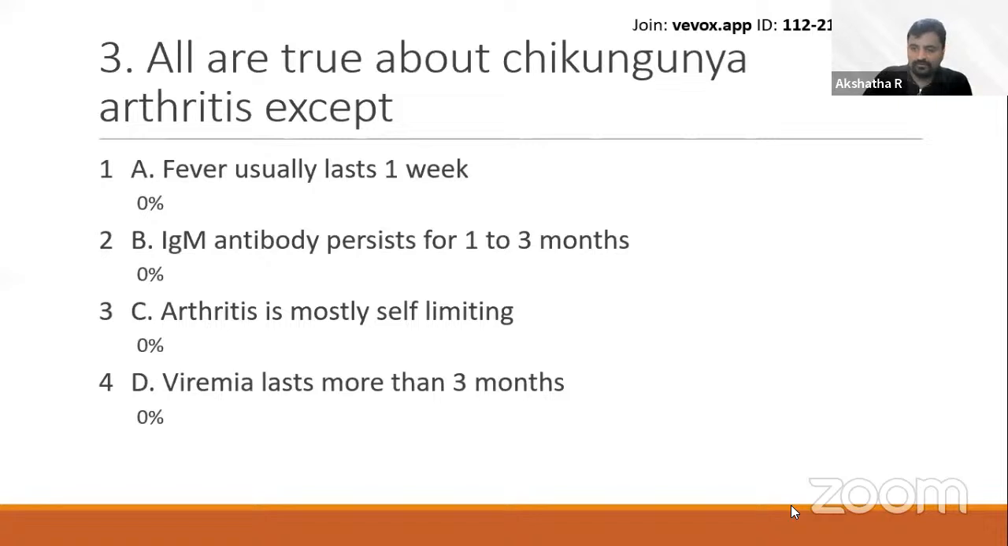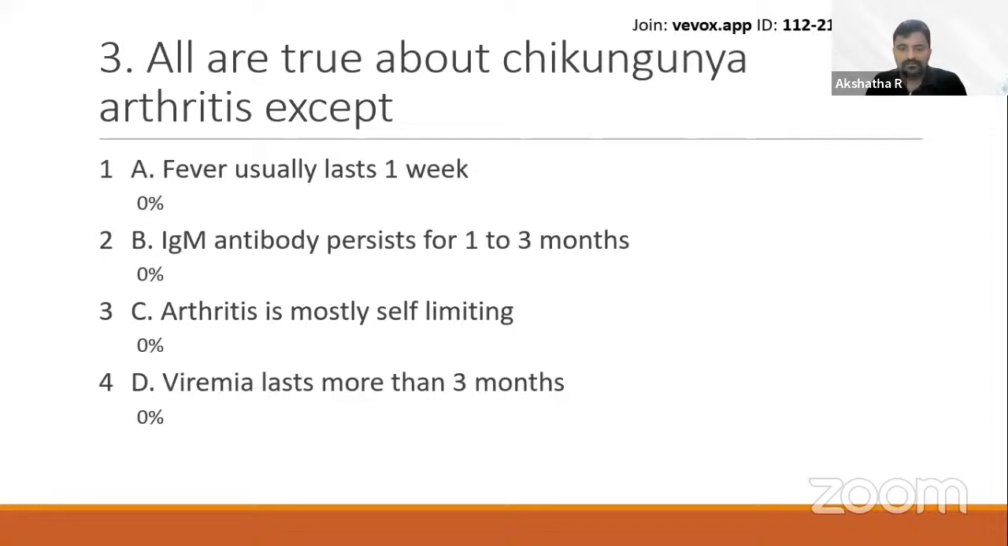Okay, so most of you got it right. So yes, viremia usually lasts for a very short time, like 1 week. Arthritis is more. Even though I said that chikungunya can cause chronic arthritis, in the majority of the cases it might be a self-limiting disease also.